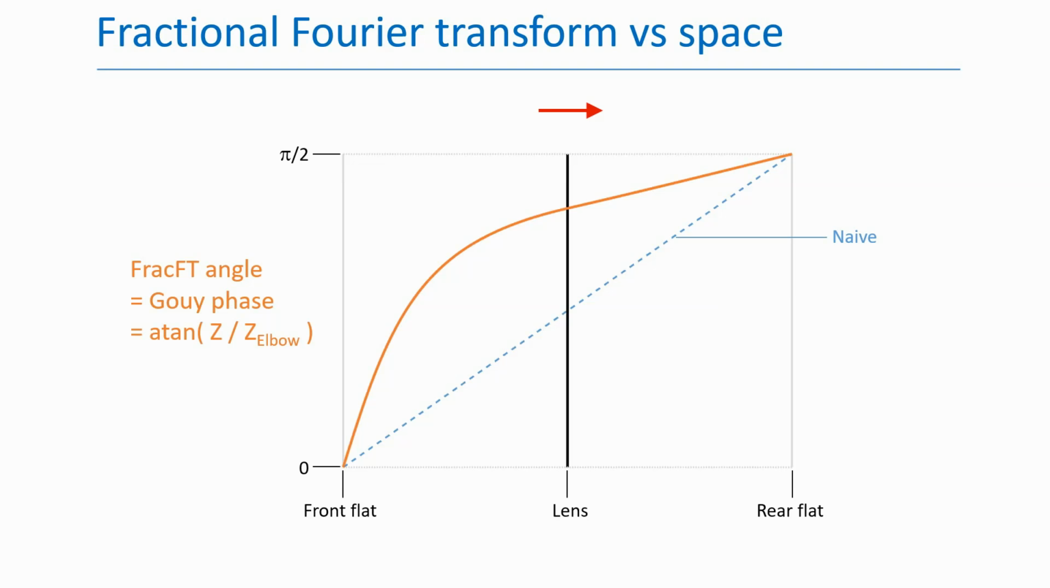Actually, it typically looks something like this curve, where most of the transform happens close to the front flat. For the beam, the transform angle is manifested physically as the Gouy phase. We won't discuss Gouy phase in detail here, but in brief, it's when the wave fronts are shifted along the z-axis by a small distance. Up to the lens, the angle follows a simple equation. It's the arctangent of z divided by z elbow. Z elbow is also known as the Rayleigh range.